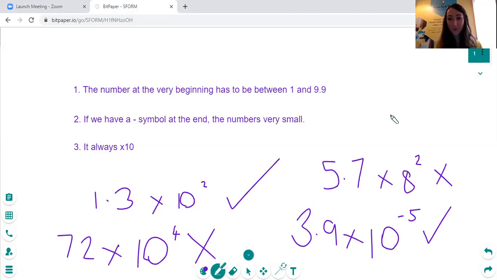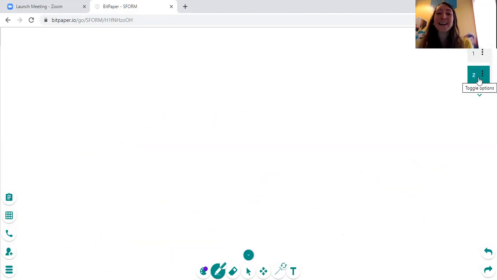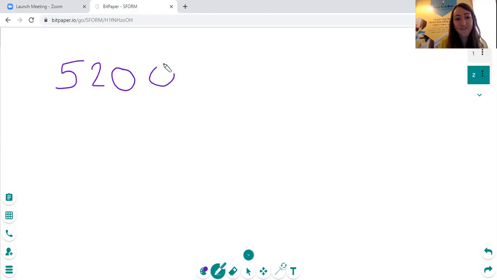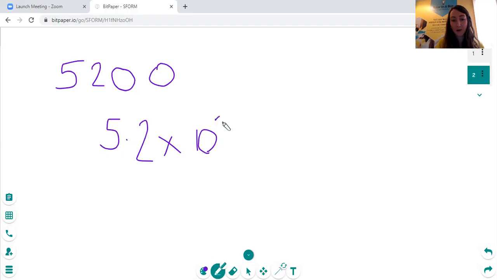Okay, so now you've got an idea of what standard form is and what it looks like. Let's give some actual examples. Write the number 5,200 in standard form. In standard form, that becomes 5.2 times 10 to the power of 3. The reason is our decimal goes here. We go 1, 2, 3. So we're just working out how many places along it would go.